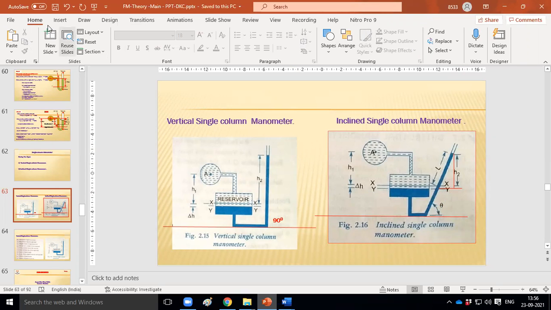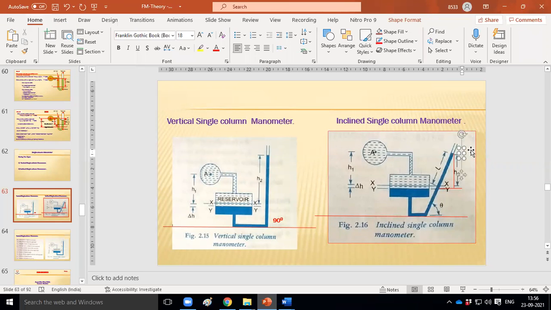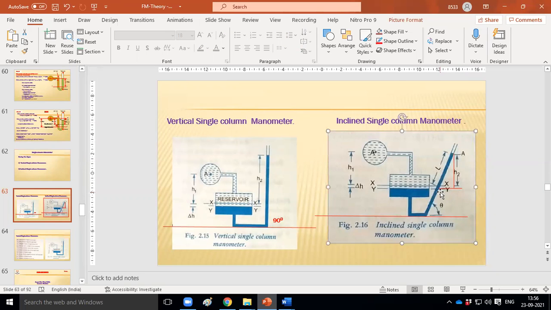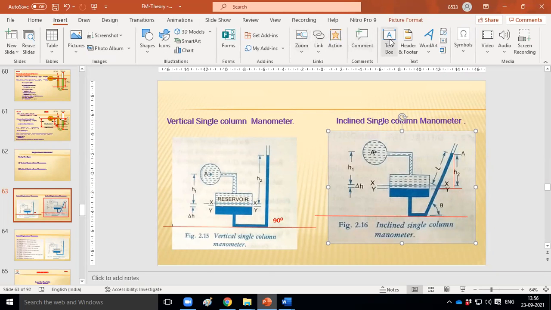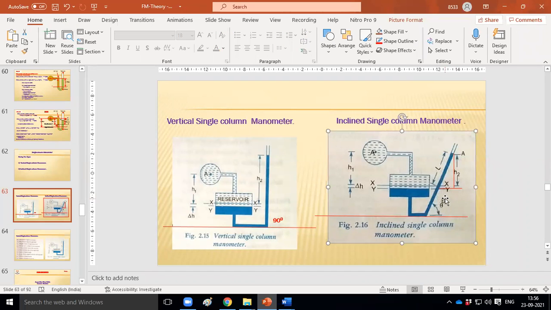Okay, and we can write the points as A, B, C, D, etc. Here the point is A, here the point is B. This point is called the B point. This is the figure. Is it visible to you? Yes, sir.